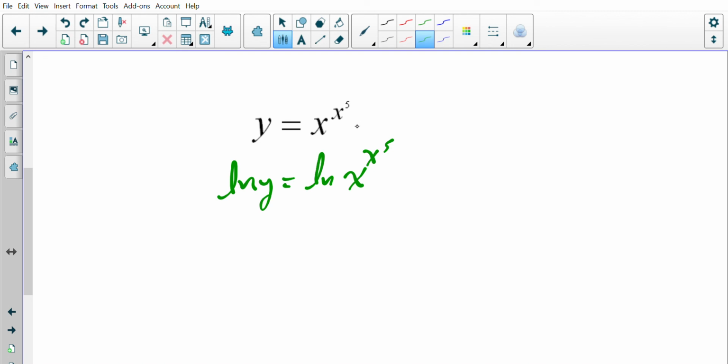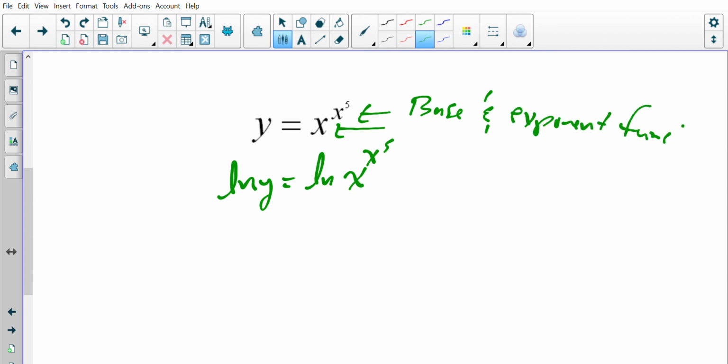And again, the reason I'm doing it is because base and exponent are both functions. Then you have to use this strategy. It will not come out in the question and say use logarithmic differentiation to differentiate the following. You need to be able to recognize this is the situation.